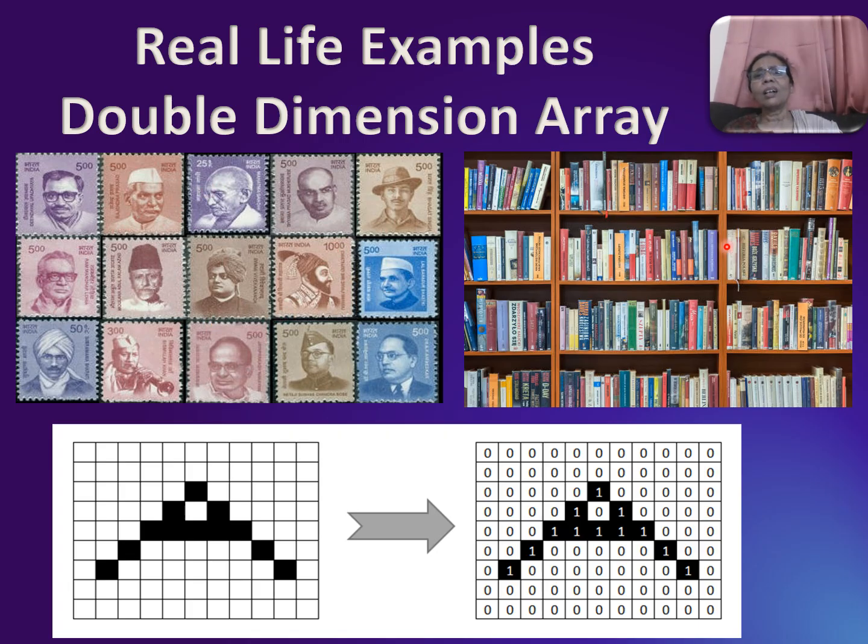This is a bookshelf of a library. Letter A is stored in this format. This is also using an array. All the white spaces are represented using 0 and all the black spaces are represented using 1. So this is an array in the pattern of zeros and ones. This is another example of a double dimension array.